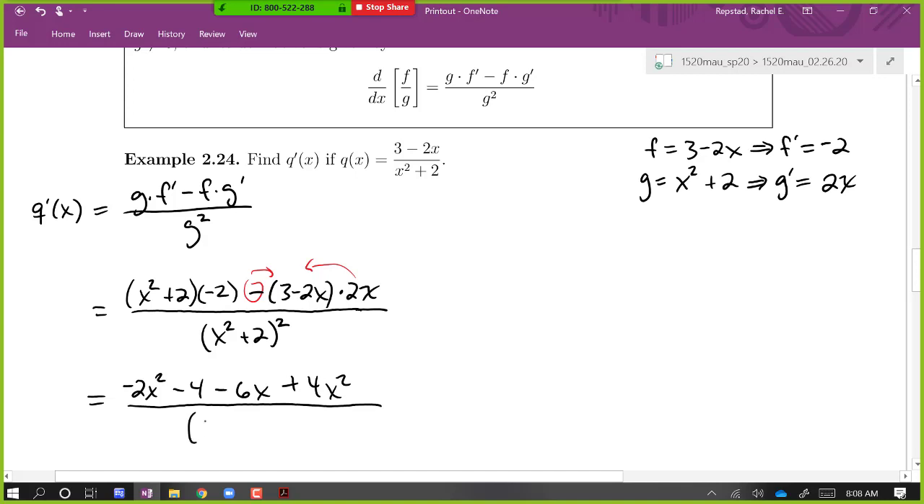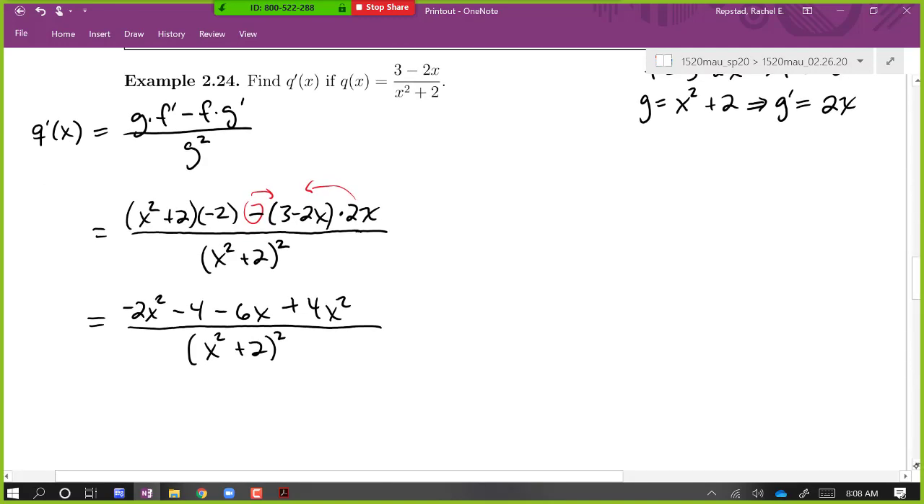The bottom I always leave factored. There's no addition or subtraction, or the only addition and subtraction is happening inside the factor. So we don't gain anything from expanding out the denominator. And in fact, sometimes it can make it harder to analyze the derivative and see what it tells us. So I always leave that factored.